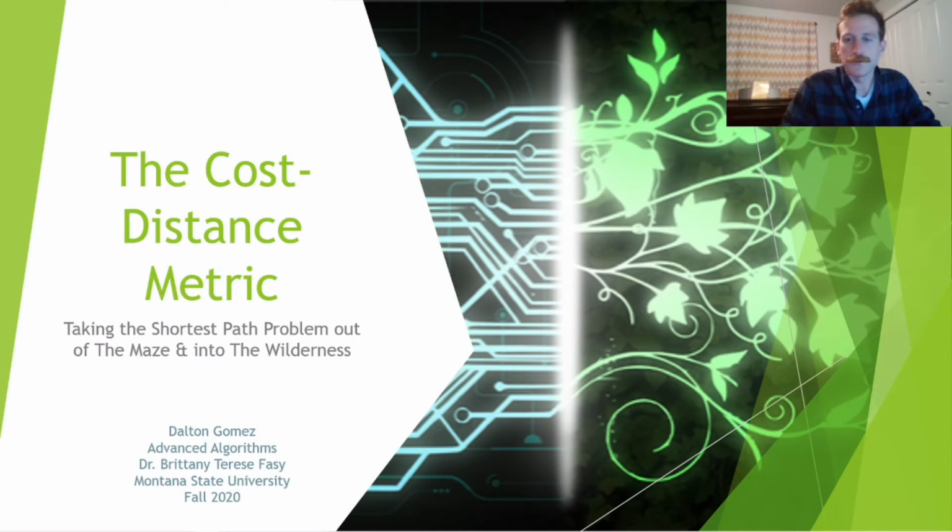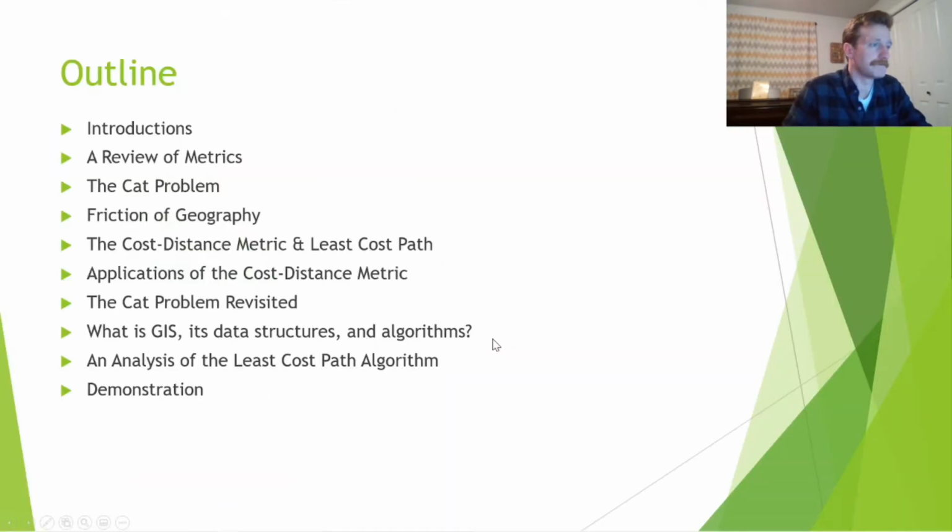All right, we have moved inside the computer. Welcome. And like I said, we're doing the cost distance metric. My subtitle for that is Taking the Shortest Path Problem Out of the Maze and Into the Wilderness. I'm hoping that this will be a good bridge between some of what we've already learned in 432 and some new applications and extensions. I do have a lot to cover, so I'm not going to go through this outline list. We will have to go pretty quick to try to keep it all within the time frame.